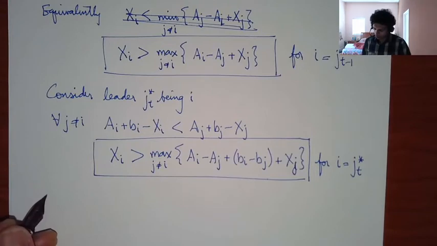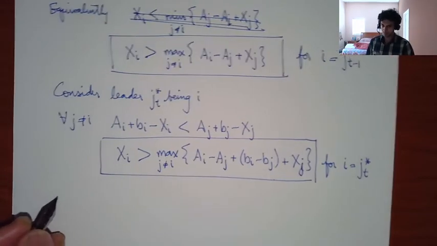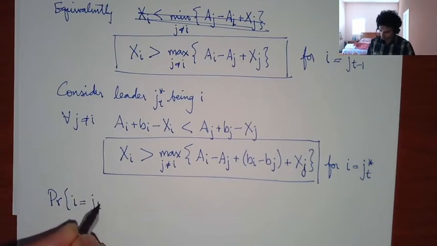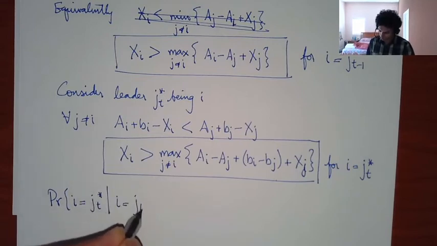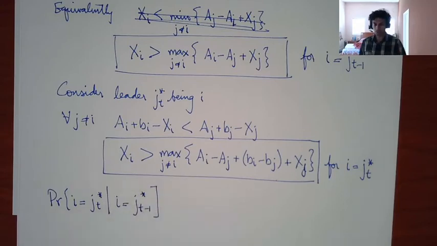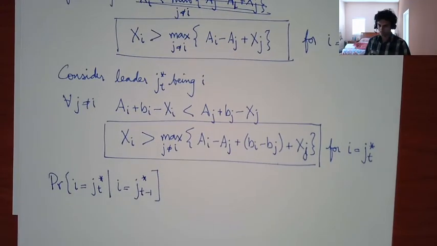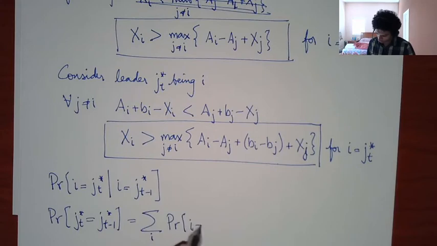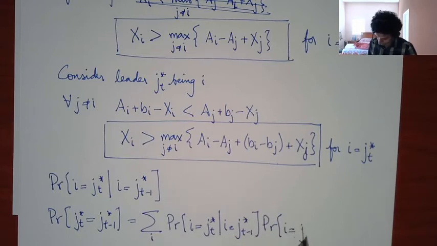So to understand the leader switching, let's understand what is the probability that I is equal to jt star, conditioned on I being equal to jt minus 1 star. Because what we can do is say the probability that jt star is equal to jt minus 1 star is, I'm just going to sum over all I, and I write all these conditional probabilities down, times the probability that I is equal to jt minus 1 star.